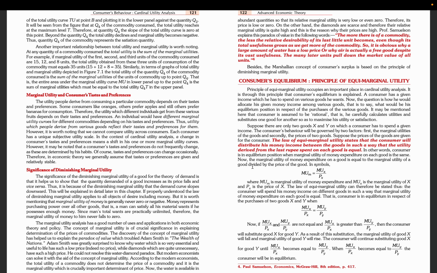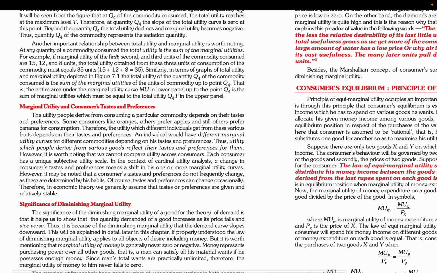Another important relationship between total utility and marginal utility is worth noting. At any point of a commodity consumed, the total utility is the sum of marginal utilities. For example, if marginal utility of the first, second, third and fourth units of the commodity consumed are 5, 15, 12, 8, the total utility is 40. I've already told you this, by the way.